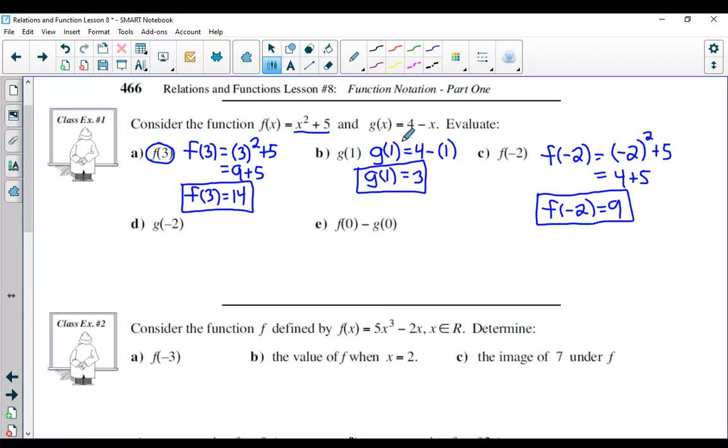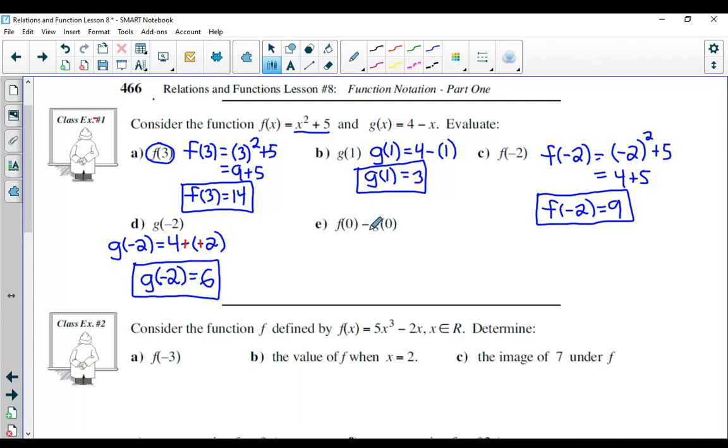G of negative 2, so we go back to the second function. So g of negative 2 would be equal to 4 subtract, we replace x with negative 2. When you subtract a negative, you actually add a positive, so we're going to add positive 2. Therefore, the function g, when evaluated at x equals negative 2, would have a y value that's equal to positive 6.